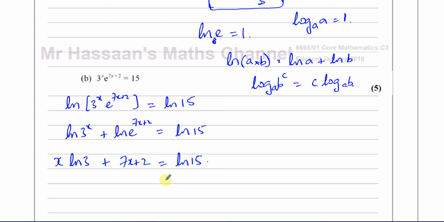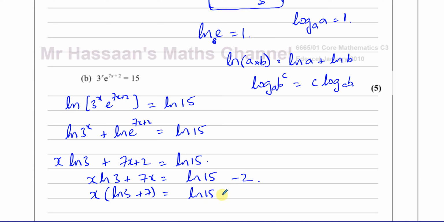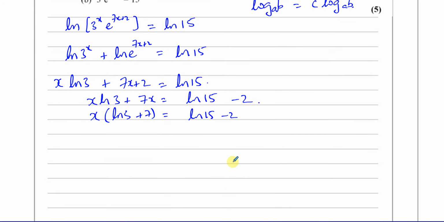Now what I'm going to do is isolate the x terms on one side. So I have x ln 3 plus 7x equals ln 15 minus 2. This is separate from that. And then I can take x as common in these two terms. So I have x times ln 3 plus 7 equals ln 15 minus 2. So then I'm going to say x equals... I'm writing this as minus 2 plus ln 15, just to make it very clear that this 2 is not part of this ln. So minus 2 plus ln 15 over, and I'll put this as 7 plus ln 3.